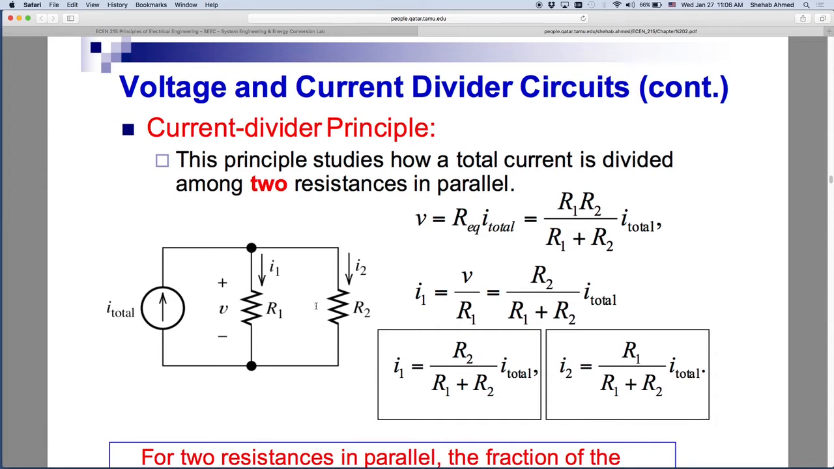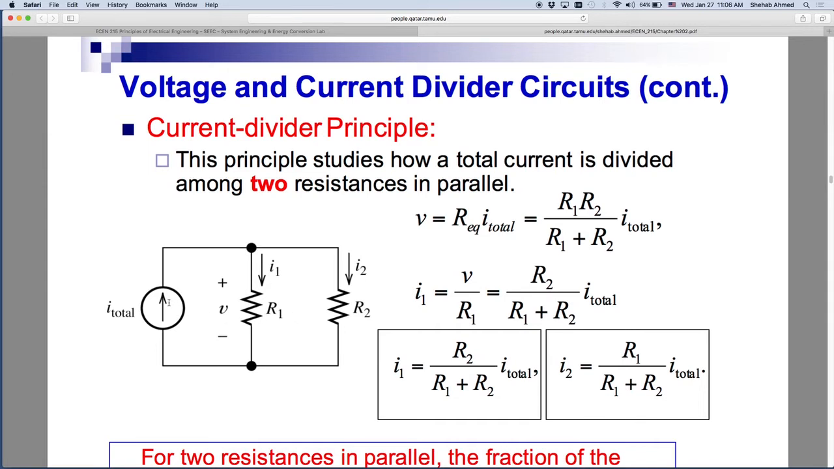What you can do is, here, these two resistors are in parallel, right? Find R equivalent. If you find R equivalent, then this current I total is flowing into the R equivalent. And since they're in parallel, they will have the same voltage across them. So the total current flowing in both of them is this I total. The R equivalent is some value equal to R1 times R2 over R1 plus R2. That's the parallel combination of two resistors.